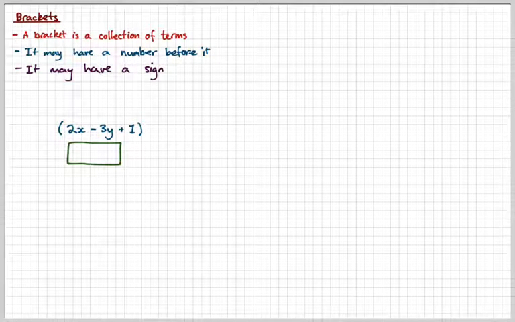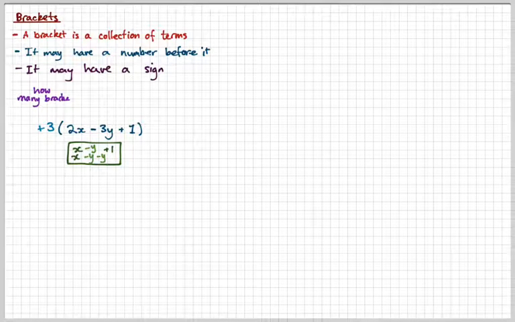Okay. This we could draw. So I like to draw these variables. So we could draw this, a collection of terms. So we've got two x's, x and x. We have minus 3y, so I'm going to put minus y, and another minus y, and then a plus 1. Now I said that there may be a number before the bracket, so let's put one there, plus 3.